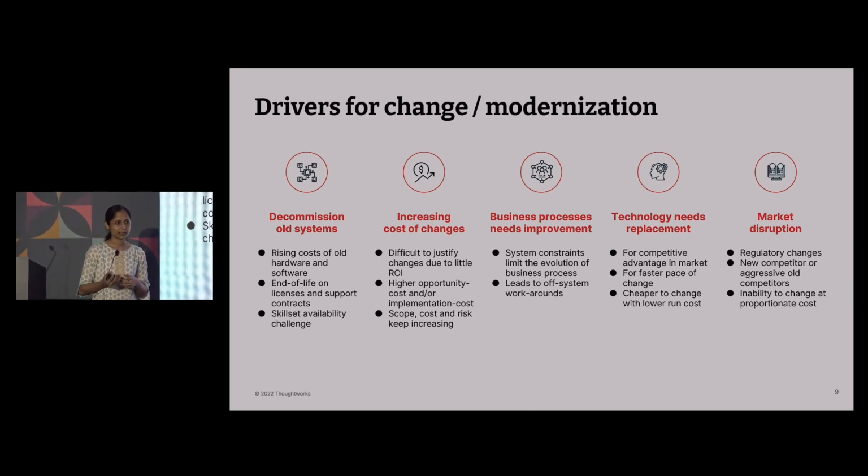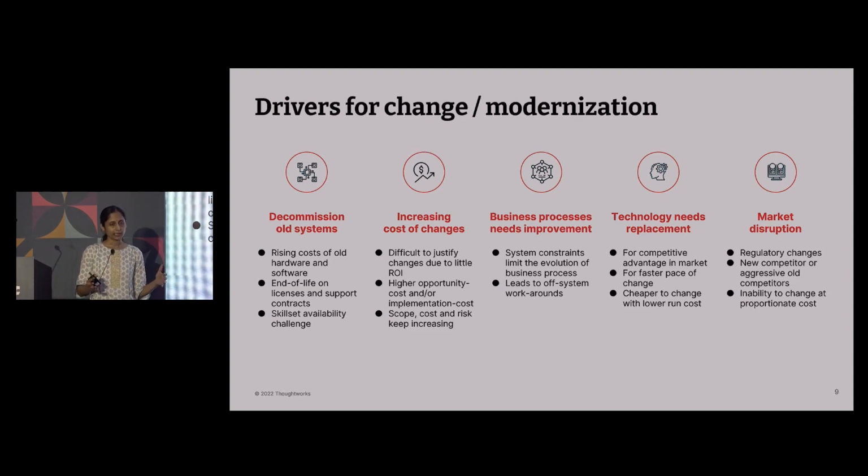Skill set is another major issue. The way the technology landscape is changing, it's hard to get people who can work on mainframes. There is also increasing cost of changes, which means the same feature if you want to implement in a modernized stack versus in the mainframe stack. There is also higher cost of opportunity or even implementation cost. Businesses would definitely like to reduce these costs, and that is possible also.